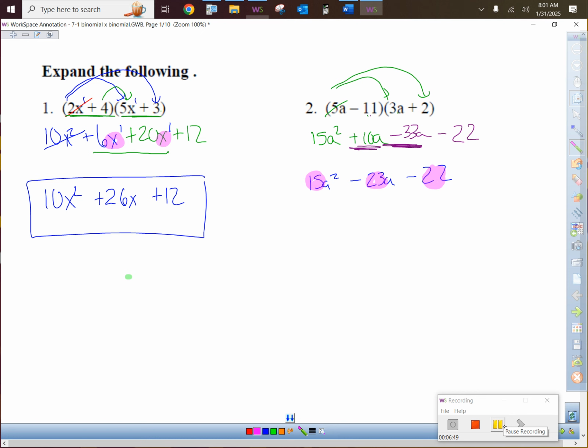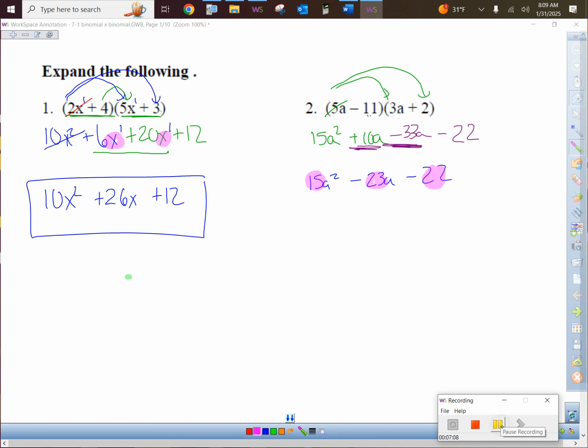Good question. The question was, when you combine these like terms, should it turn out to be negative 23a squared? Great question. That is a no, right? Because you only add the exponents when you multiply those together. Like an a times an a would be a squared.